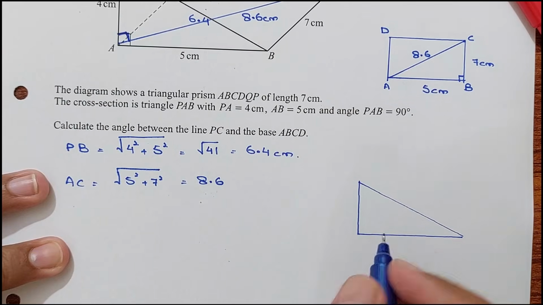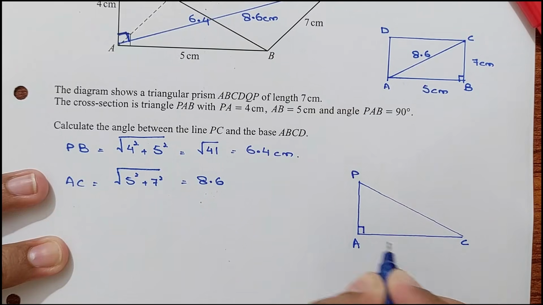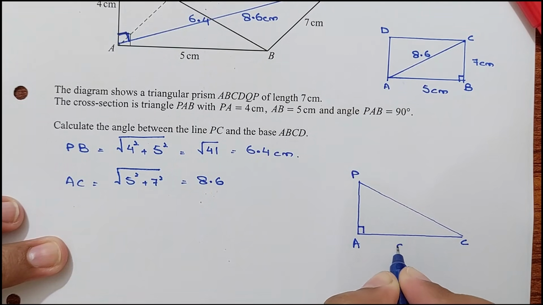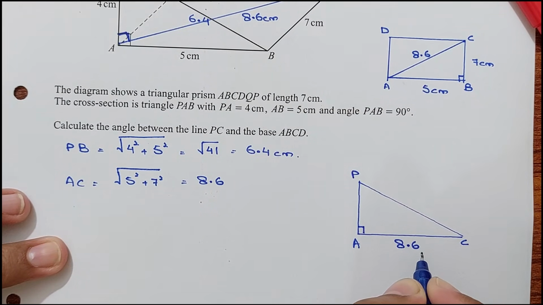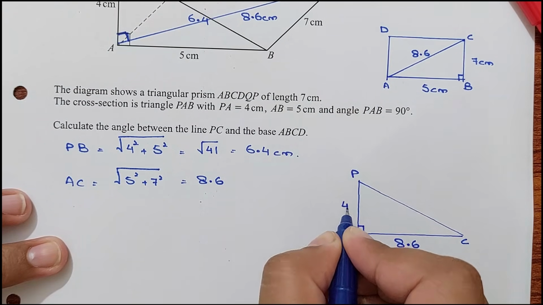Right. A, C and B. A is a right angle. AC we got is 8.6. PC we don't know, and AP is 4 centimeter.